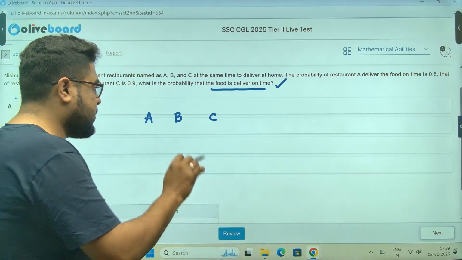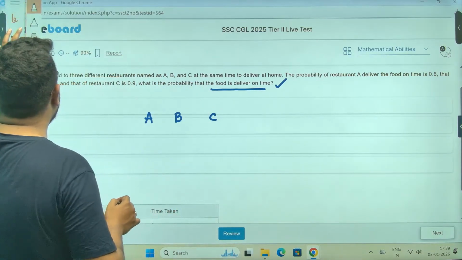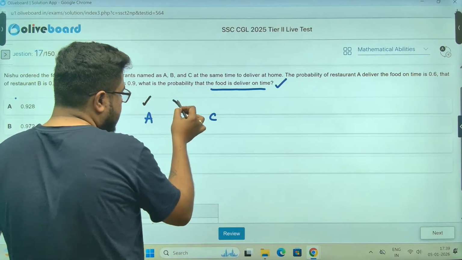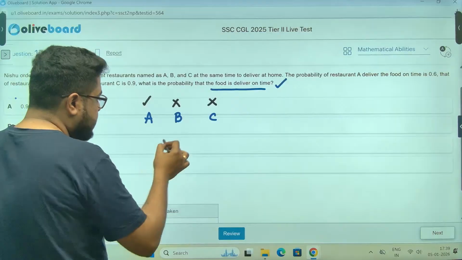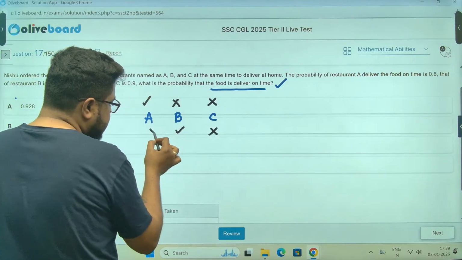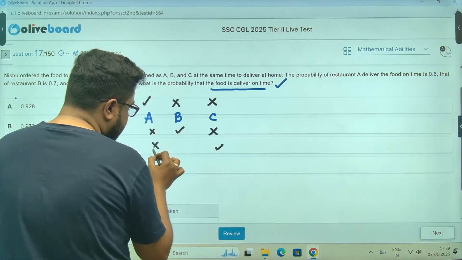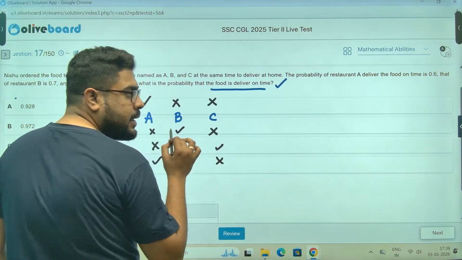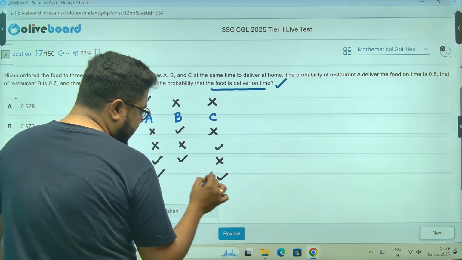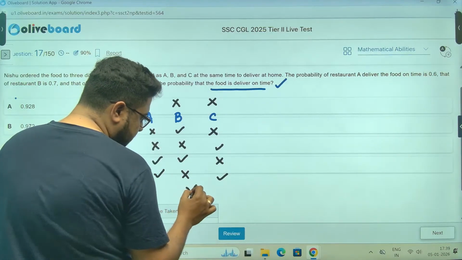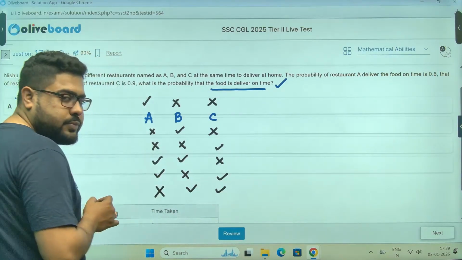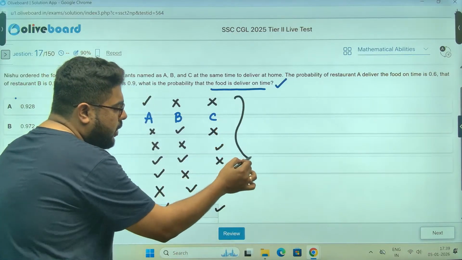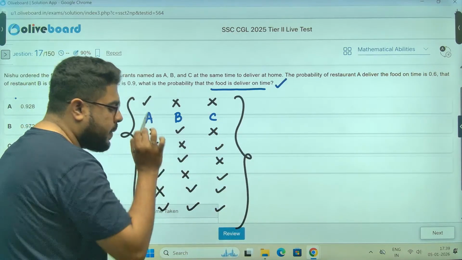How? I'll show you. Look, understand. Everyone, please try to listen to me for a second. A delivers on time, B and C don't. B on time, A and C don't. C on time, A and B don't. Or A and B on time, C doesn't. Or A and C on time, B doesn't. Or B and C on time, A doesn't. Or all 3 on time. You see, in all these situations you need to take probability.